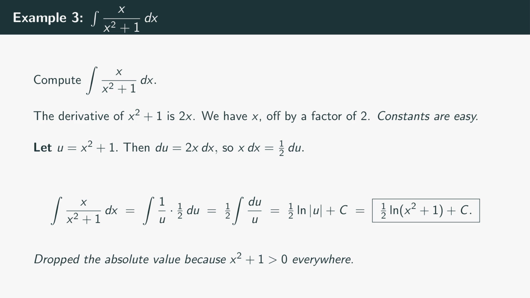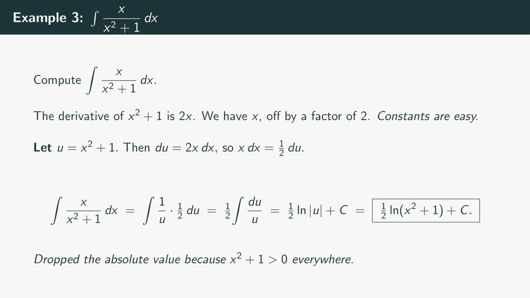Back substitute: 1/2 times the natural log of the absolute value of quantity x squared plus 1 plus c. And one small simplification. x squared plus 1 is always positive for every real x, so the absolute value bars do nothing and can come off. Final answer: 1/2 times the natural log of quantity x squared plus 1 plus c.